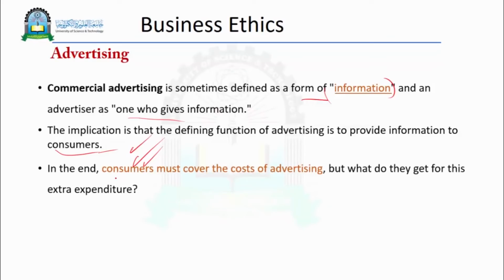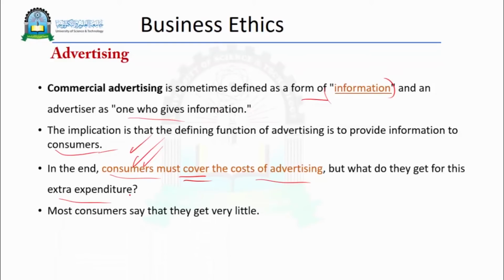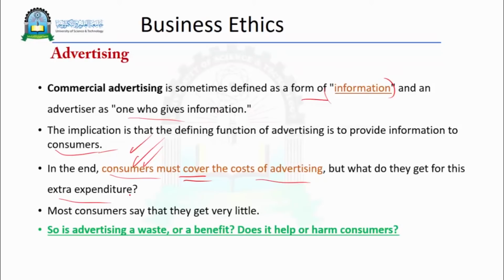So, in the end, the consumer must cover the cost of advertising. But the question is, what do they get for this extra expenditure? Most consumers say that they get very little. So, is advertising a waste or a benefit? Does it help or harm consumers? And that is why when talking about advertising, we may need to talk about justice, for example, the just price in terms of compensatory justice. If I have to pay something, then I have to get something in return. So the cost of advertising is something that the customer must pay. But what they get in return is not actually clear.